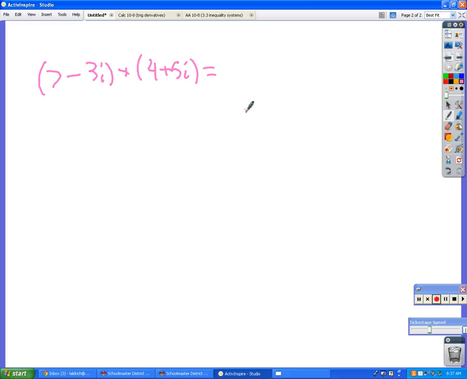you're going to add the real parts together. So 7 plus 4 is 11. And you are going to add the imaginary parts together.